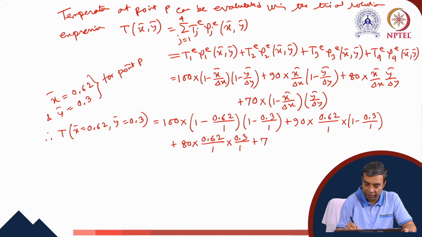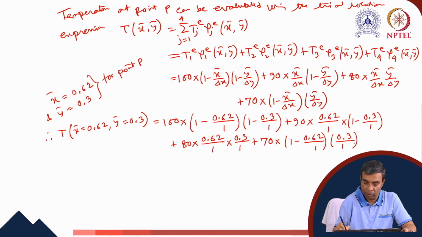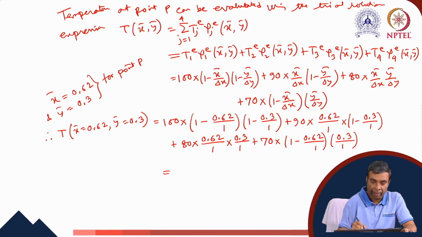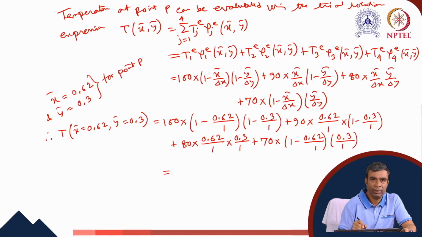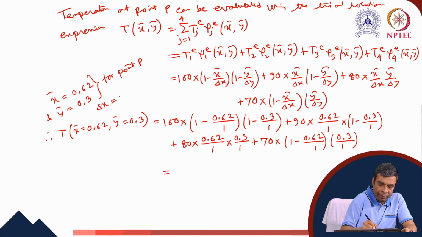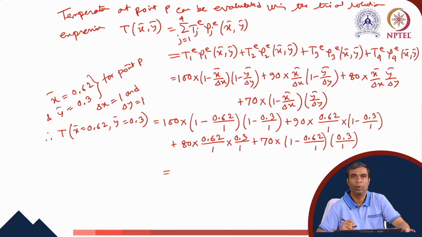Finally, the last temperature is 70 into 1 minus x bar is 0.62, delta x is 1, y bar is 0.3, and delta y equals 1. So, we can calculate this and find out the temperature at this intermediate point. Okay, so this calculation is left out here for your practice, and here we are given delta x equals 1 and delta y equals 1.